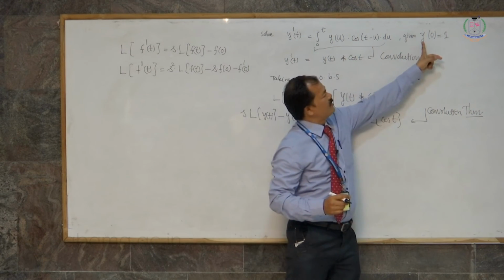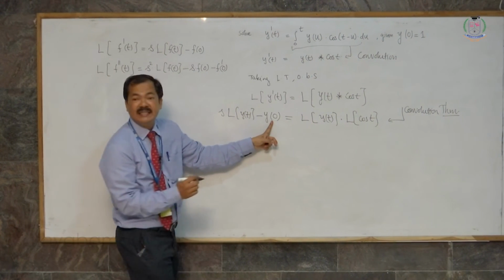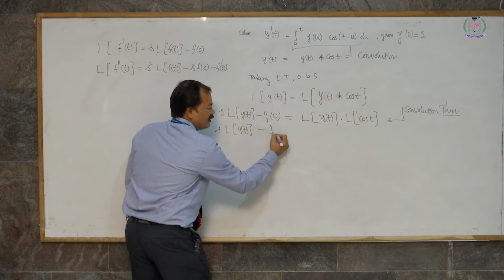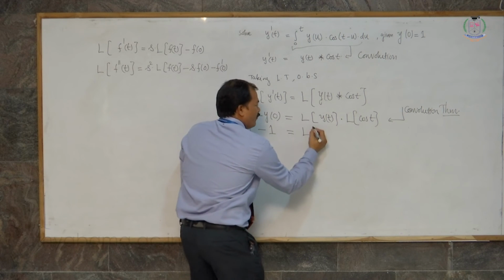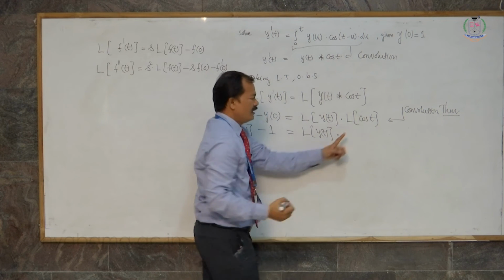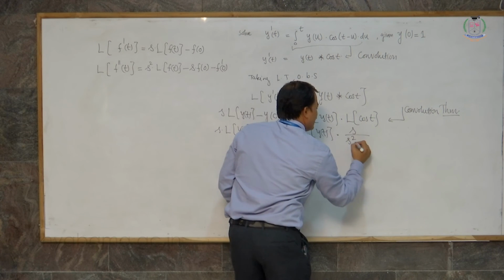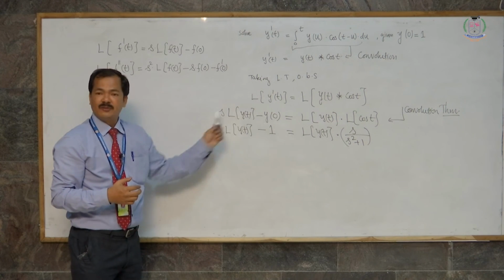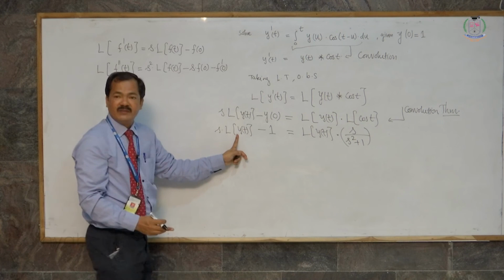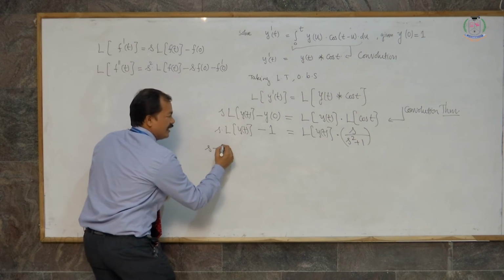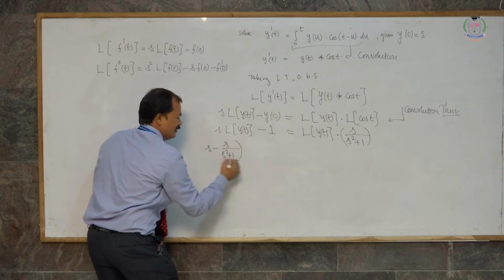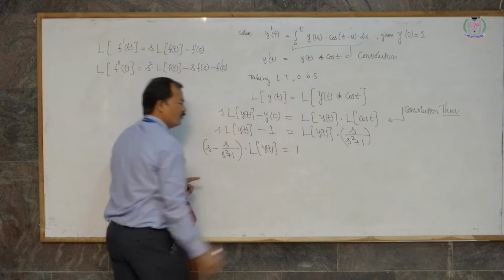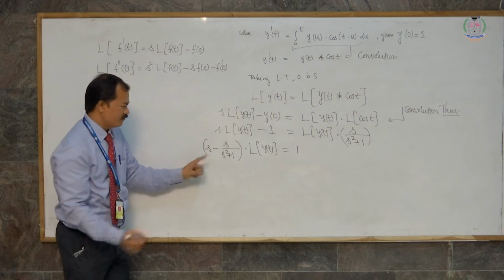Look at the initial condition, y of 0 equivalent to 1. Let's substitute: s into L of y of t minus 1 equals L of y of t into the Laplace transform of cos t, which is s upon s square plus 1. So, we bring that to the other side: L of y of t, we get s minus s upon s square plus 1 into L of y of t. Push this one to the other side, it is equivalent to 1. You take the LCM.